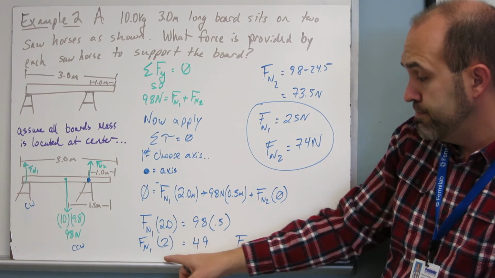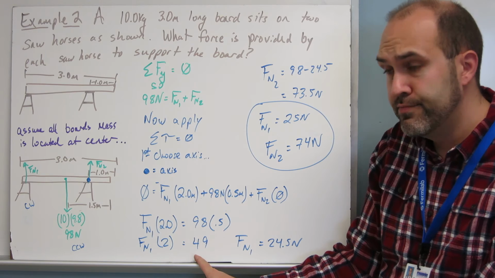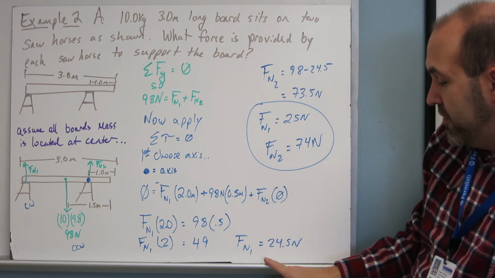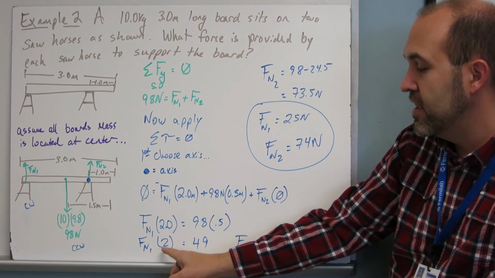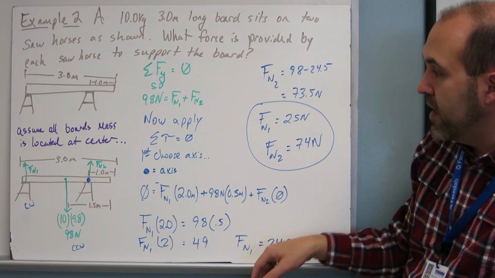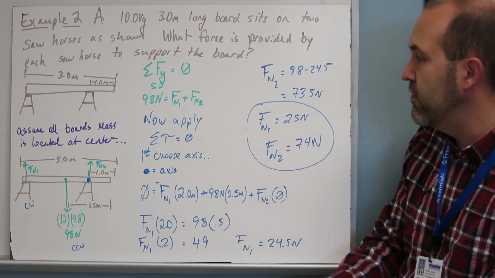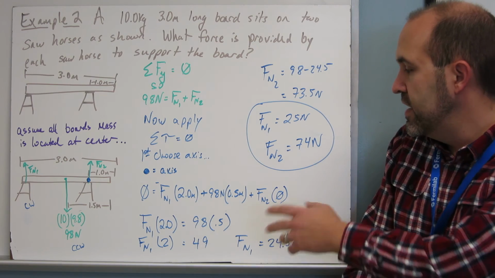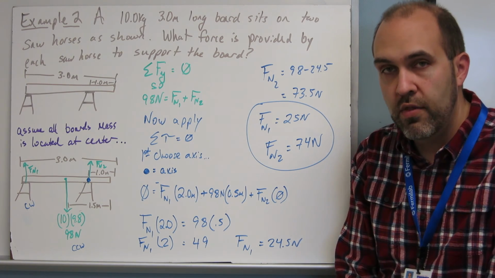And I calculate Fn1 turns out to be 49 newtons. I'm sorry, Fn1 is 24.5 newtons. Fn1 times this lever arm is 49. So Fn1 is 24.5. I plug that back into my force equation to find the other force, and I get 74. So it's 25 newtons for the one on the left and 74 newtons for the one on the right.